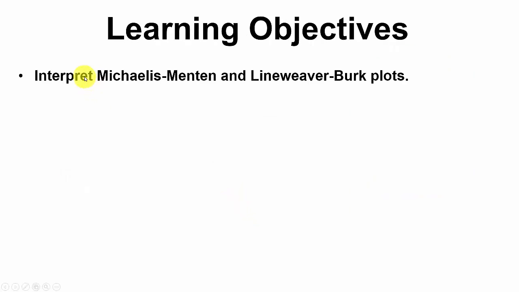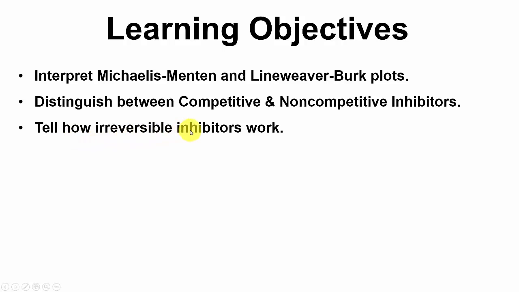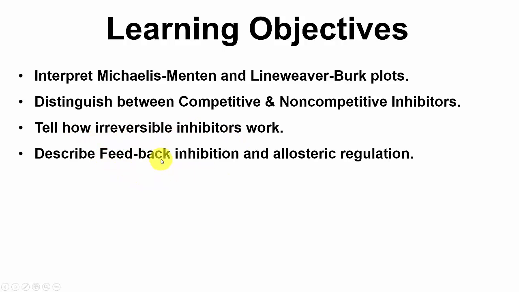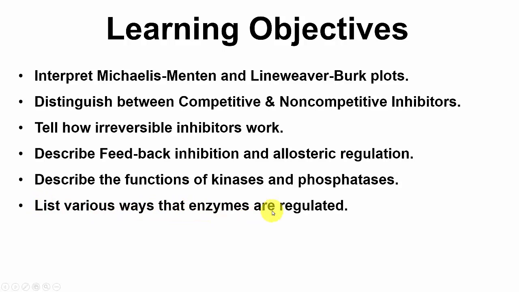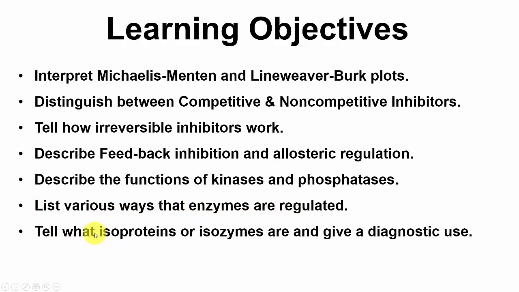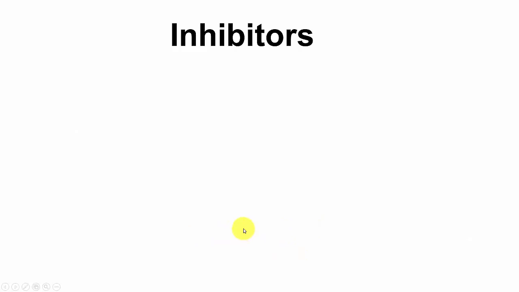Our learning objectives are to interpret Michaelis-Menten and Lineweaver-Burk plots, distinguish between competitive and non-competitive inhibitors, tell how irreversible inhibitors work, describe feedback inhibition and allosteric regulation, describe the functions of kinases and phosphatases, list various ways that enzymes are regulated, tell what isoproteins or isoenzymes are, and give a diagnostic use.